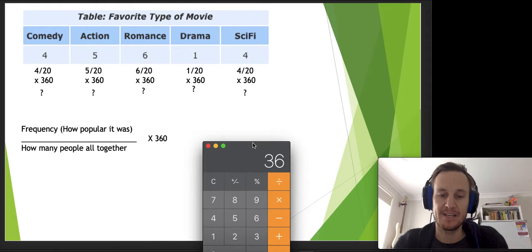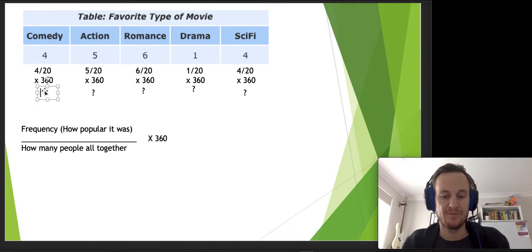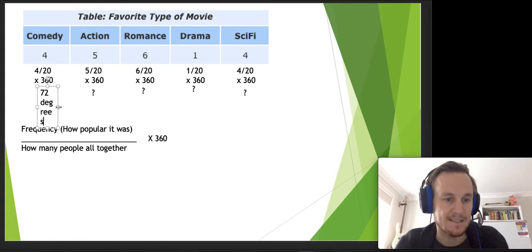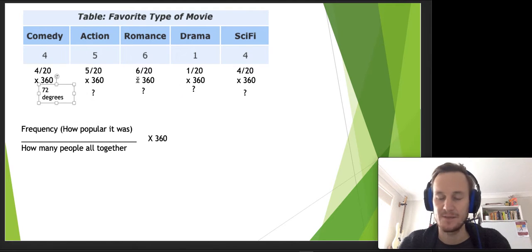So we get our calculator again. I'm hoping this will work. Okay, so we're going to cancel it. 4 over 20 times by 360. Okay, 72. So the first sector of my pie chart is going to be 72 degrees. I'm just going to write D for degrees next to the next one, so I don't have to get stuck with this.